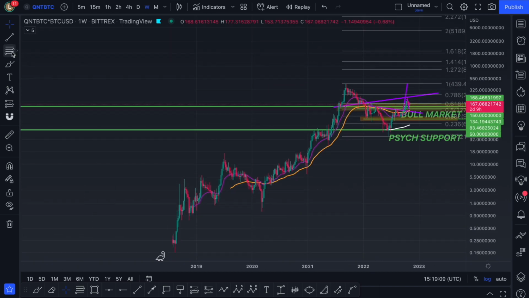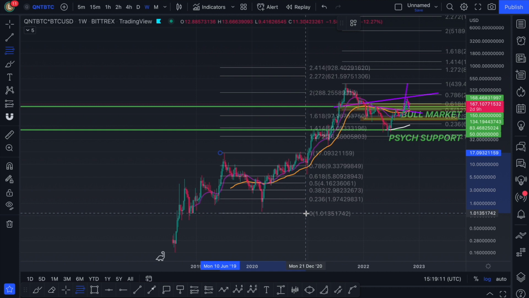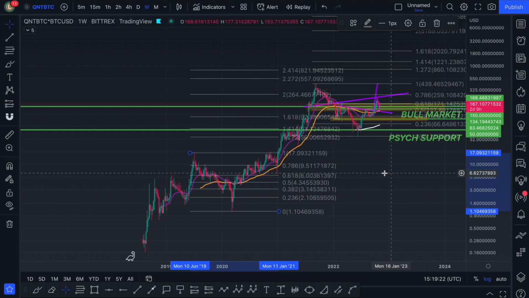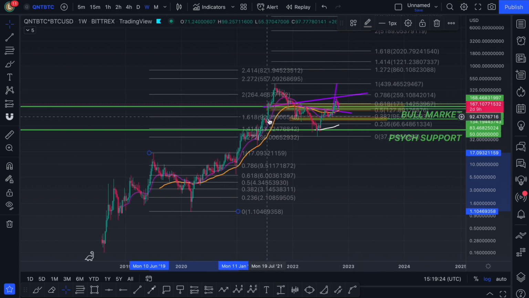As I'll show you here, from the high to the low, you ran into, well, almost the 2.272. You basically got to the 2 target, went above it and lost it. Once you lost it, that was when you started going down for months and months, because these were key resistances.